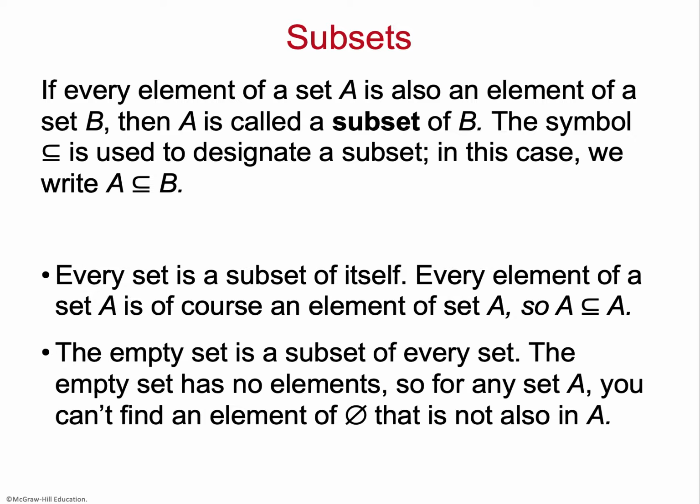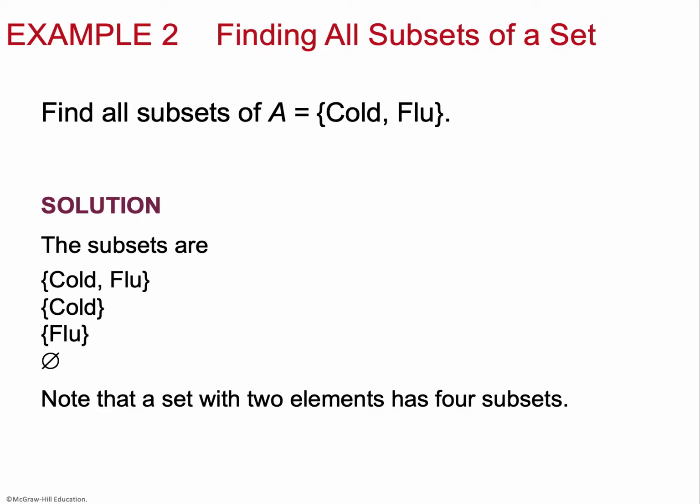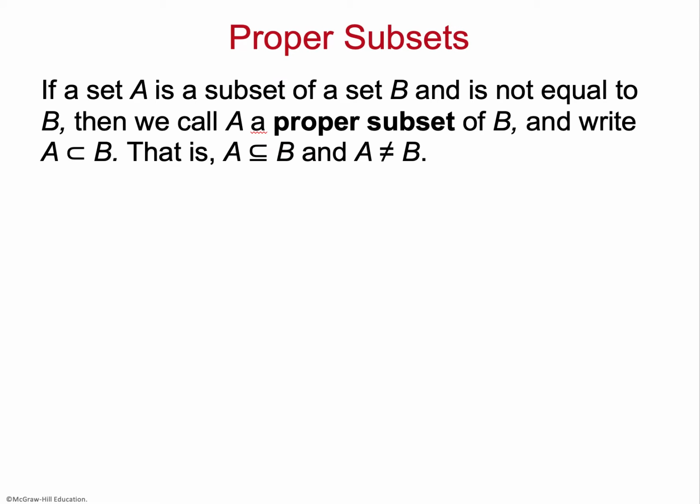And then the empty set is a subset of every set. This is where you can get lost a little bit, because you have to remember that if you're listing all the subsets, you have to recopy the set itself, and then you also have to recopy the empty set. So if I'm finding all the subsets of a set, I have cold and flu. Cold and flu is a subset of itself. Then I have the empty subset, and then I have plain old cold and plain old flu. So the first and the last one are easy to miss.